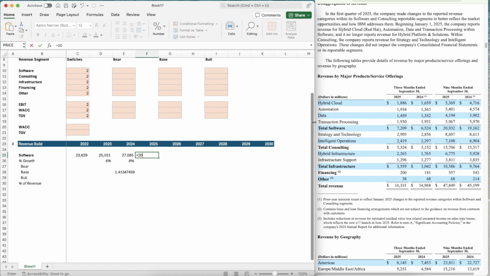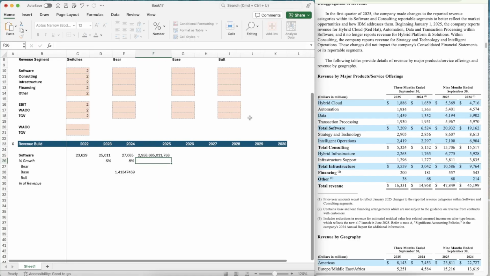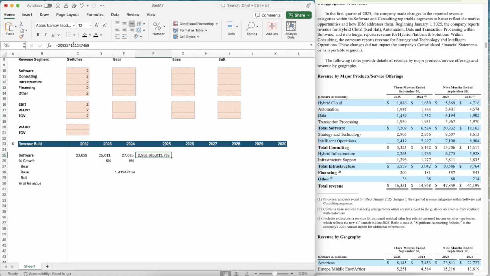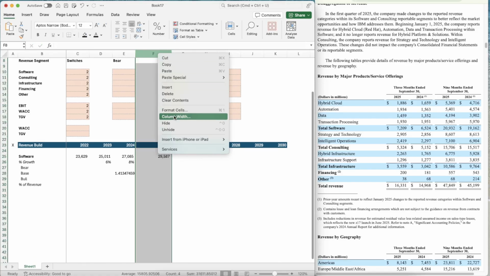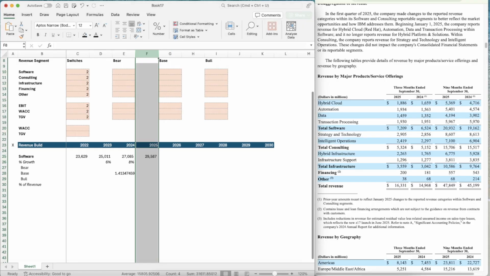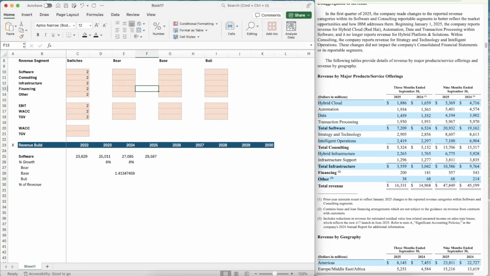go 2932 multiplied by 1.41347,459. Oh no, that's not good. Column width, fix it, come back to 10. There we go. So for 2025, we expect revenue to be 29.5 billion, which is nearly a 10% growth.